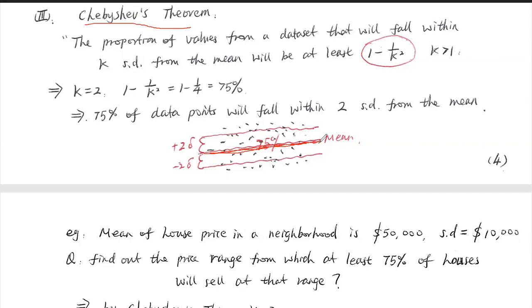Because the average should be somewhere in the middle. You have some points above, some points below. So the Chebyshev theorem tells you not only that those data points should be distributed around this average, but also that a very large portion of them should be within a certain distance from the average.